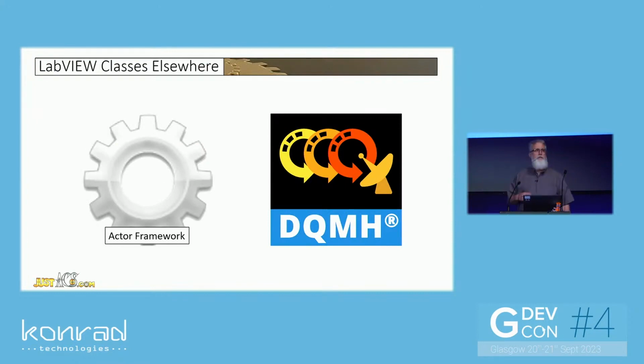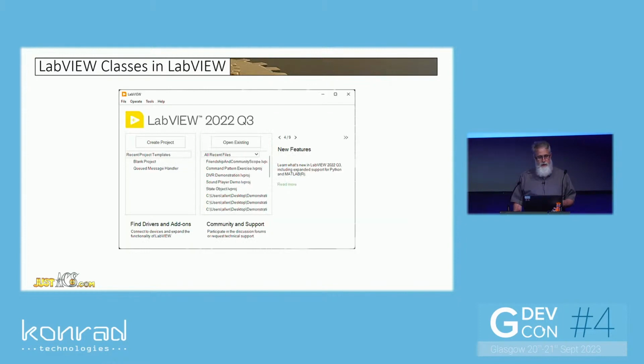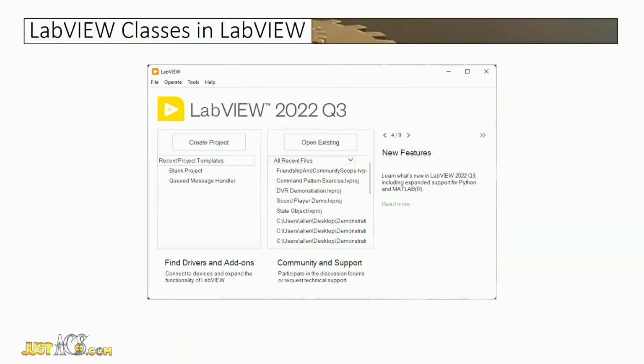Our two largest frameworks in LabVIEW, Active Framework and DQMH, are both built with classes. DQMH hides that from you because they want to be friendly to folks who aren't so invested in classes. Active Framework assumes that you're fully bought in, but both of the frameworks under the hood run off of classes. And in fact, LabVIEW itself, the parts that are built in LabVIEW, often involve classes. We talk about this in the OO course. This is our friendly splash screen that we see every time we start work, and it is all classes under the hood.